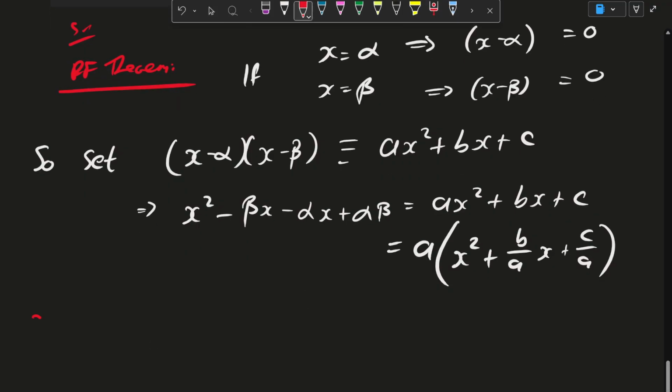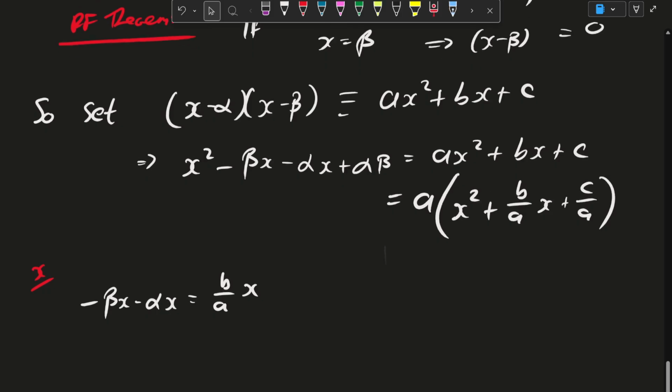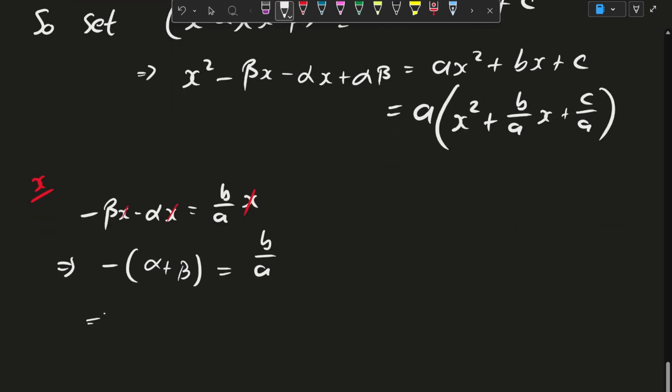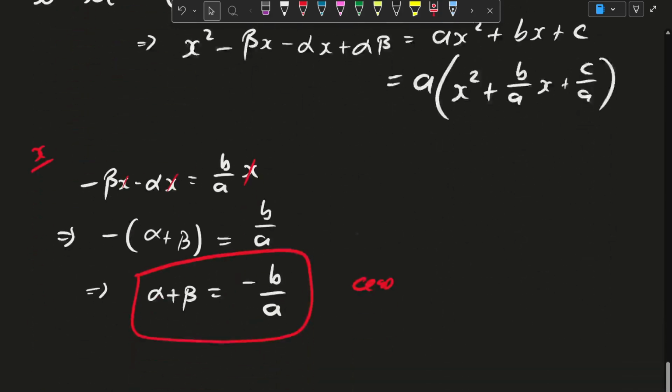So if we compare just the x terms, what we get is negative beta x subtract alpha x is equal to the quantity b divided by a times x. So if we cancel the x terms because they're common to each of them, and then factor a negative sign out, we get negative alpha plus beta is b divided by a. We can then move the minus sign over, and we get alpha plus beta is minus b divided by a, as required. So that was part A.